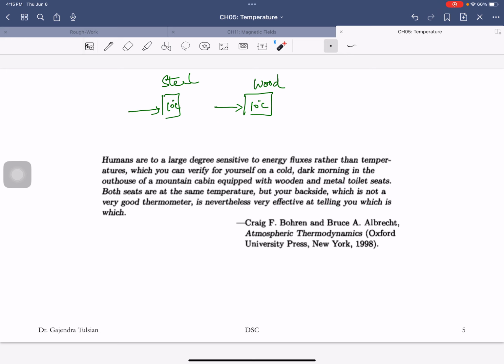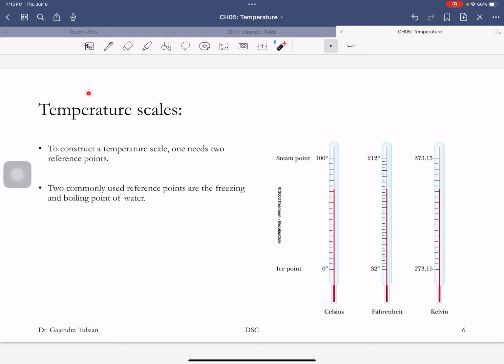Now that we have defined temperature, which is a measure of the average kinetic energy per particle of the system, let's talk about the scales that we use to measure temperatures. There are three commonly used scales to measure temperature: the Celsius scale, Fahrenheit, and the Kelvin scale.